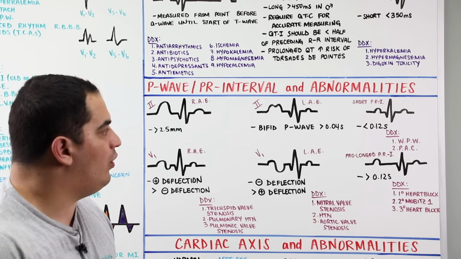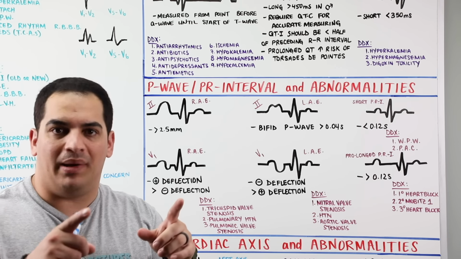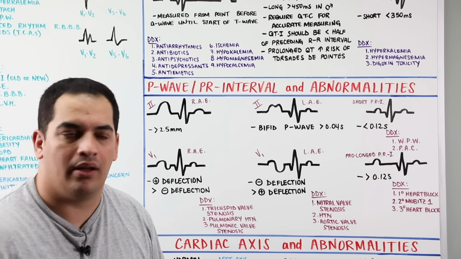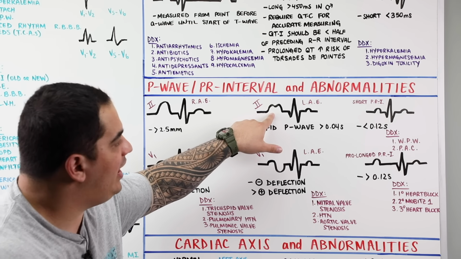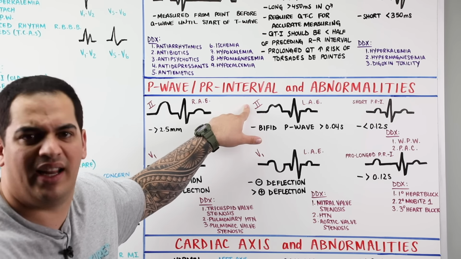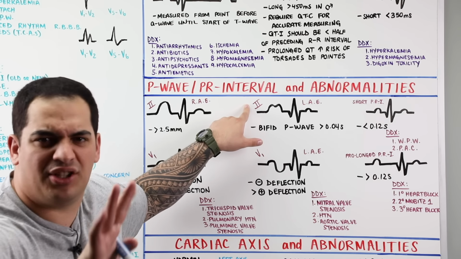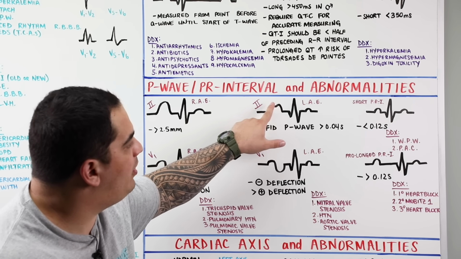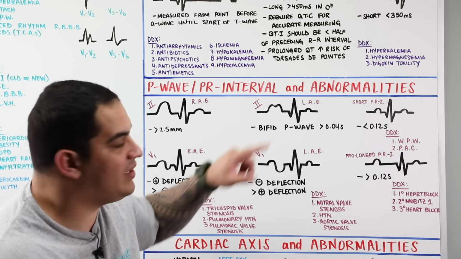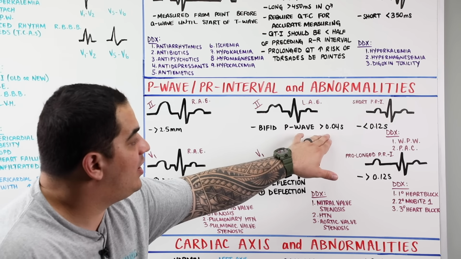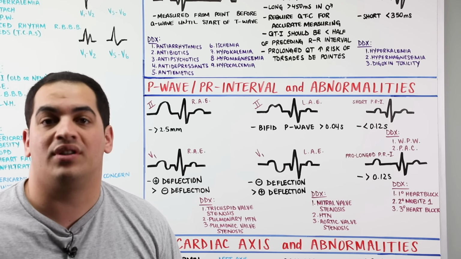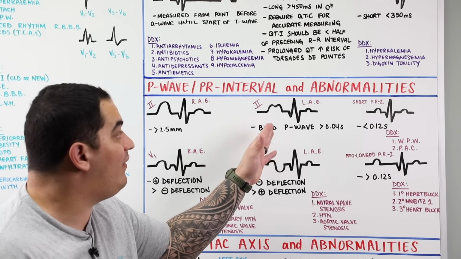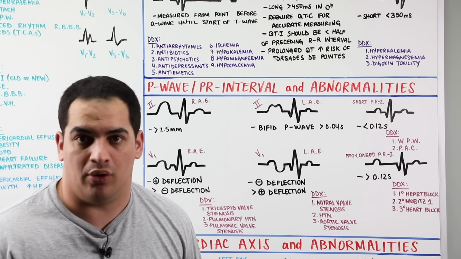Look at lead 2. Do I see a P wave that's pretty big, but more importantly, looks like a camel's hump? It's bifid. If I see a bifid P wave located in lead 2, and again, you can extend it to 3 and AVF, I just like lead 2 the best. I see a bifid P wave, and the distance between those 2 peaks, the camel hump, is greater than 0.04 seconds. One little box is considered to be a bifid P wave indicative of left atrial enlargement.